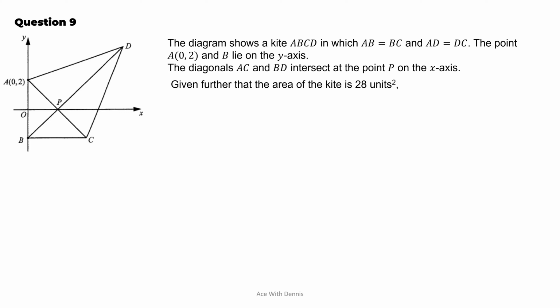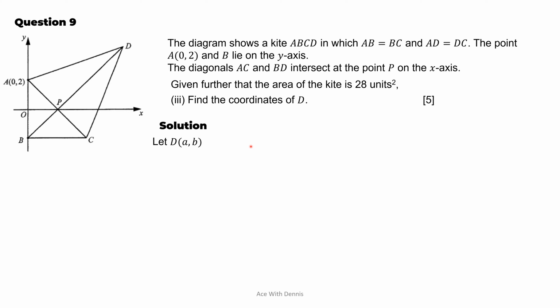Given further that the area of the kite is 28 units square. 3. Find the coordinates of D. 5 marks. Okay, so here is the point D. And the solution will be, first we let the coordinates of D as (a, b), right? Because this point is not on the x or the y axis. So from here we have 2 unknowns to find. If we have 2 unknowns to find, we need to form 2 equations so that we can solve simultaneous equations.